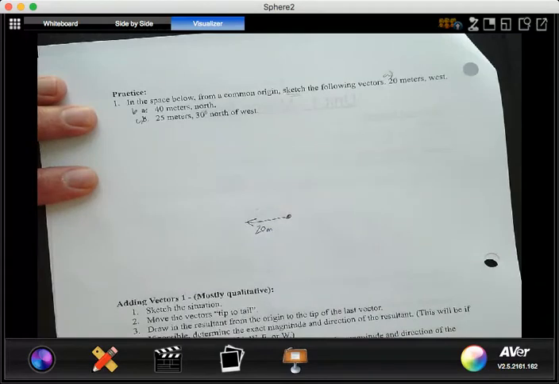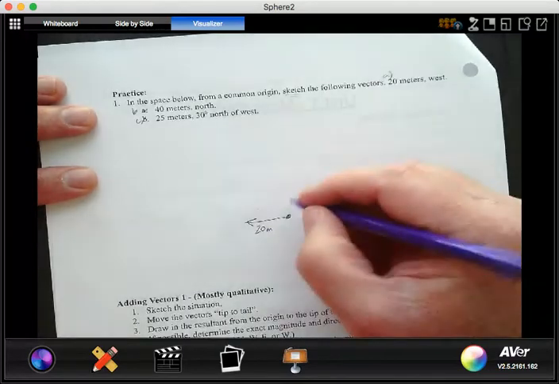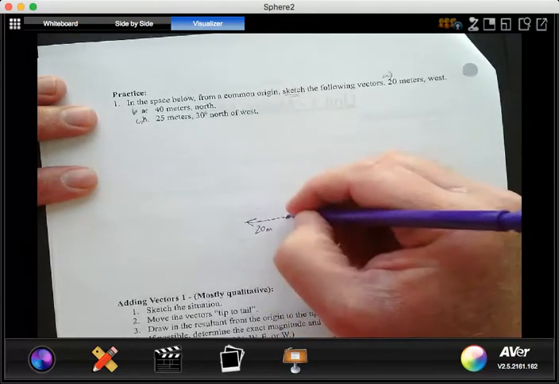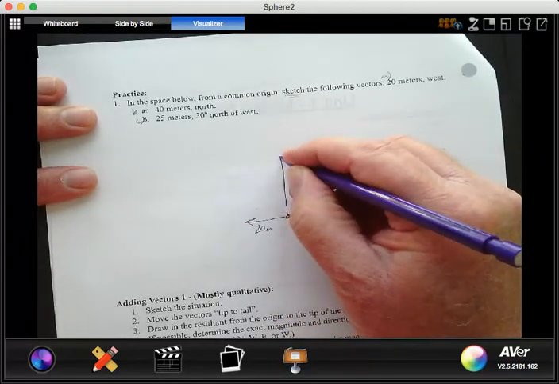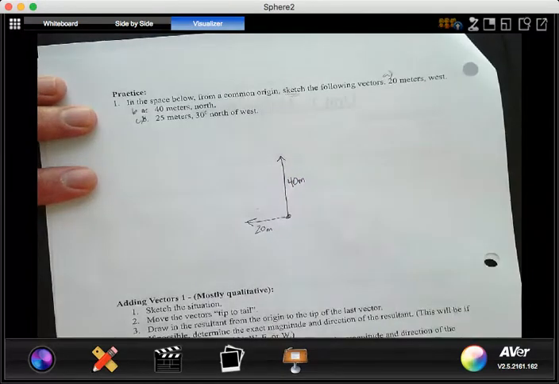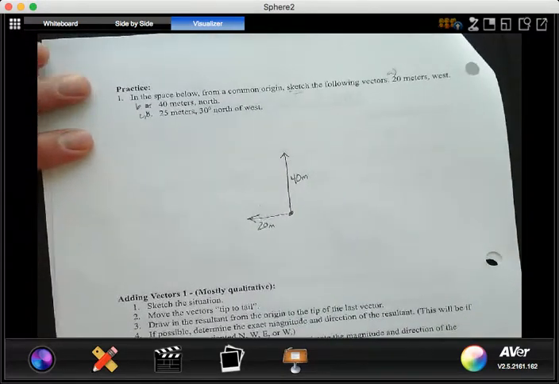All right. Now, B is 40 meters north. So I want to make a point straight up, and it should be twice as long as that vector. So again, I'm not really measuring it out, but I have to make sure that it's approximately right. And then 25 meters, 30 degrees north of west.